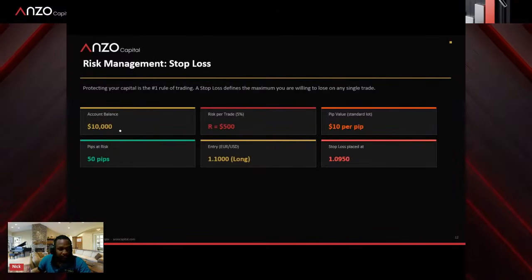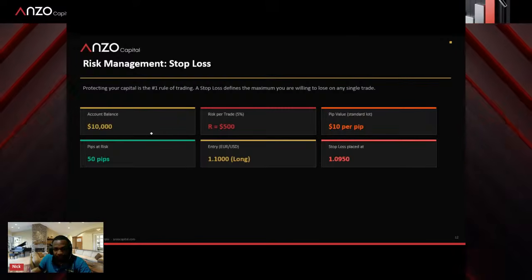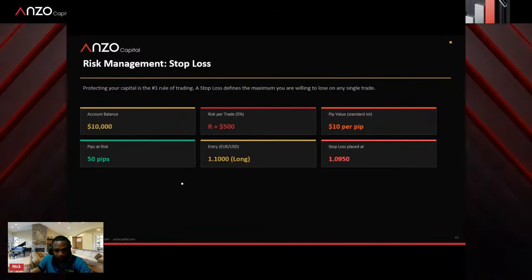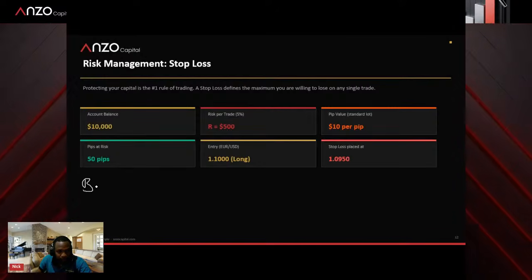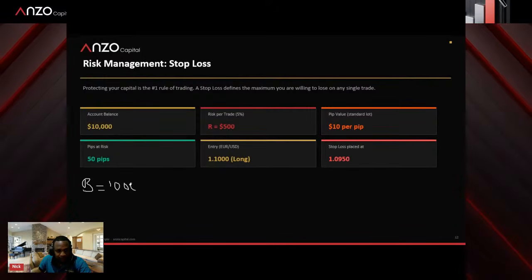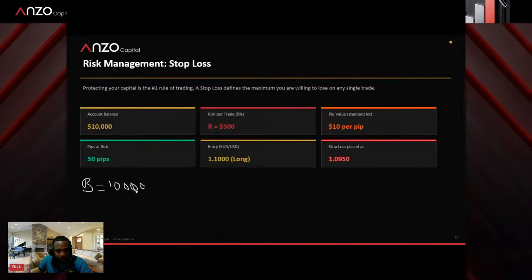Now here we have a guy over here. This is Trader X. Trader X has an account balance of $10,000. Right, so we're going to do a very nice breakdown over here. So we start with the balance, which is 10K. This guy has 10,000 USD in the account, right?